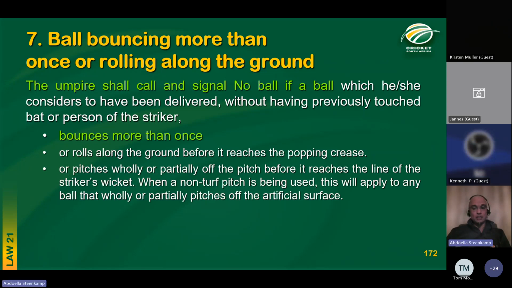Also, umpire is to call and signal no ball if the ball pitches either totally or even partially off the pitch before reaching the line of the striker's wicket. If you can visualize this, the bowler bowls the ball and it pitches totally off the pitch. The pitch is 3.05 meters wide. So if the ball bounces off the pitch before the striker's wicket, umpire is to call and signal no ball.